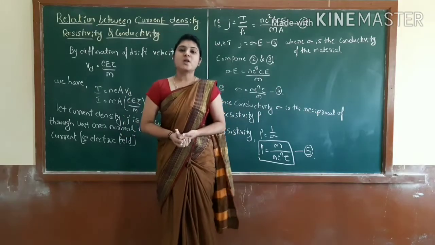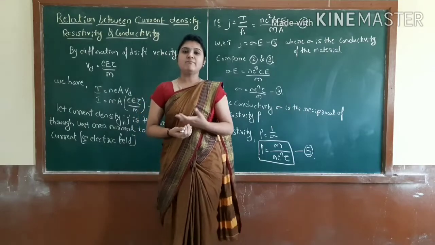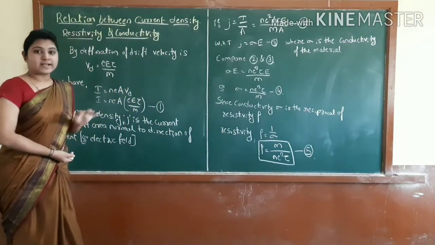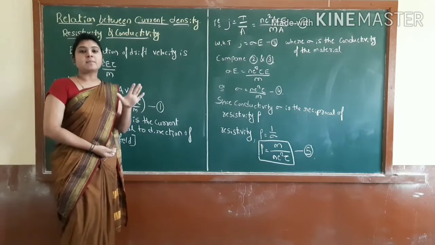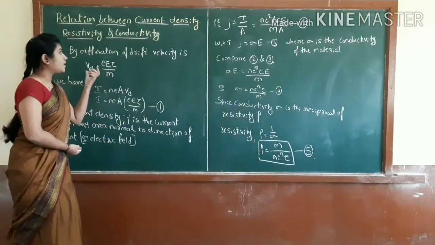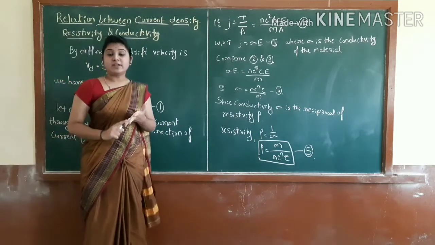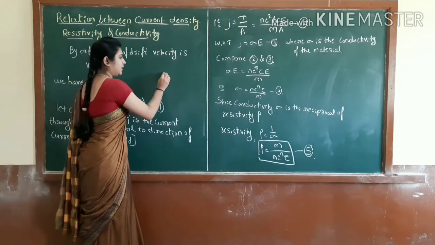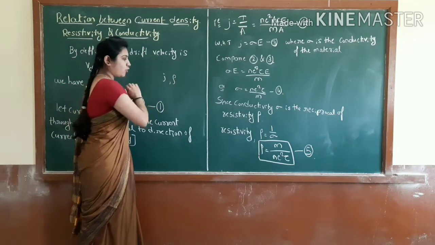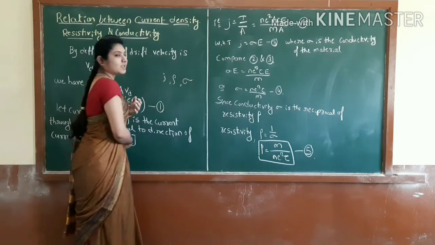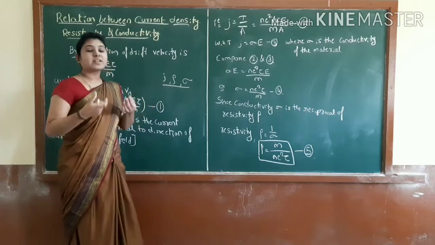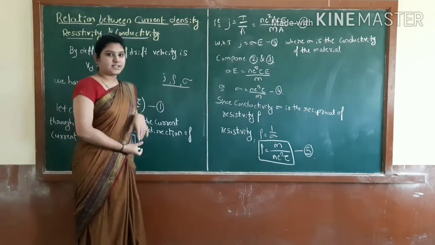So students, after discussing the mobility, we can take the next concept, that is the relationship between the current density, resistivity and the conductivity, correct? So the current density we will denote with the letter J, the resistivity is rho, and the conductivity will be sigma, correct? So we can constitute the relationship between these three now.